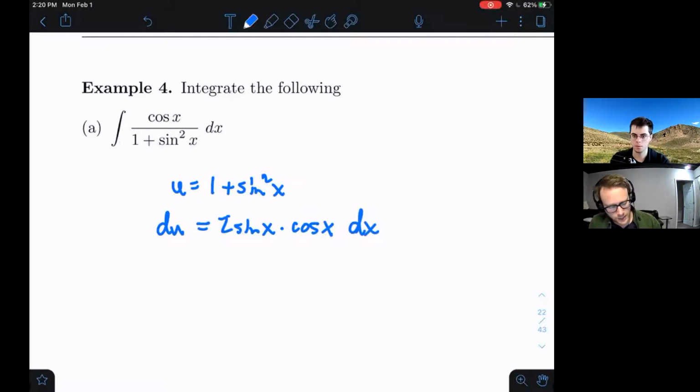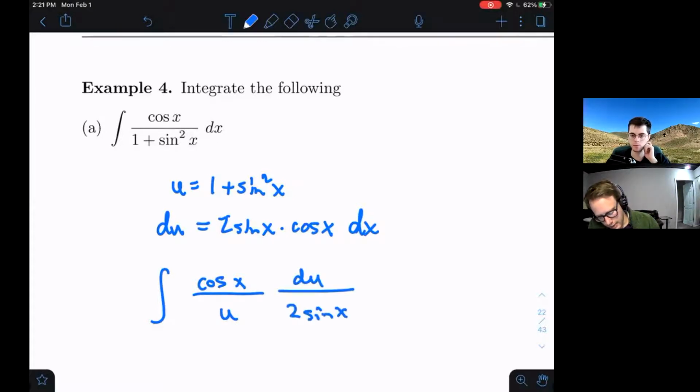Let's at least set up the integral here. So this would be the integral of cosine of x divided by u, and instead of dx, we're going to write du divided by 2 sine x cosine x. You can see that the cosines kind of cancel, but you still have some x's left over. We haven't been able to successfully transform from x's all into u's.